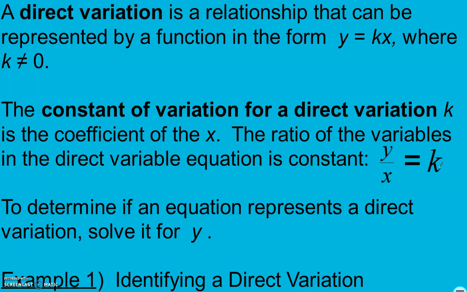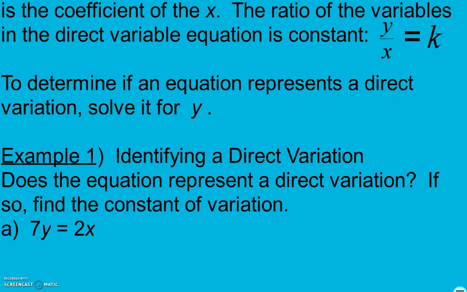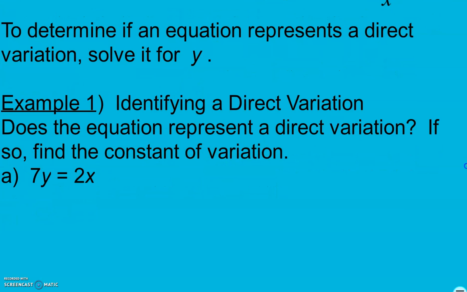So here, it's y over x because it's for a specific point. So we can also get that from our equation up here. If I solve for k, I divide by x, and I get y over x equals k. To determine if an equation represents a direct variation, we solve it for y. So y equals k times x. If there's anything added on at the end, it's not direct variation. If it's not just an x, if it's x squared, things like that, then it's not direct variation.